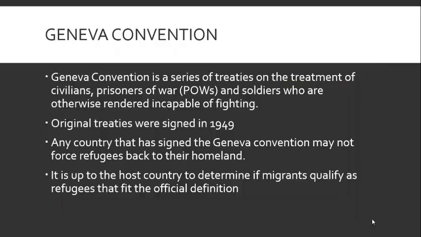And so this definition comes from something called the Geneva Convention, which is a series of treaties on the treatment of civilians, prisoners of war, and soldiers who are otherwise rendered incapable of fighting. These treaties were signed in 1949 in response to World War II. Its goal was to help people who were at risk due to war. It was aimed at avoiding the atrocities that occurred during World War II.